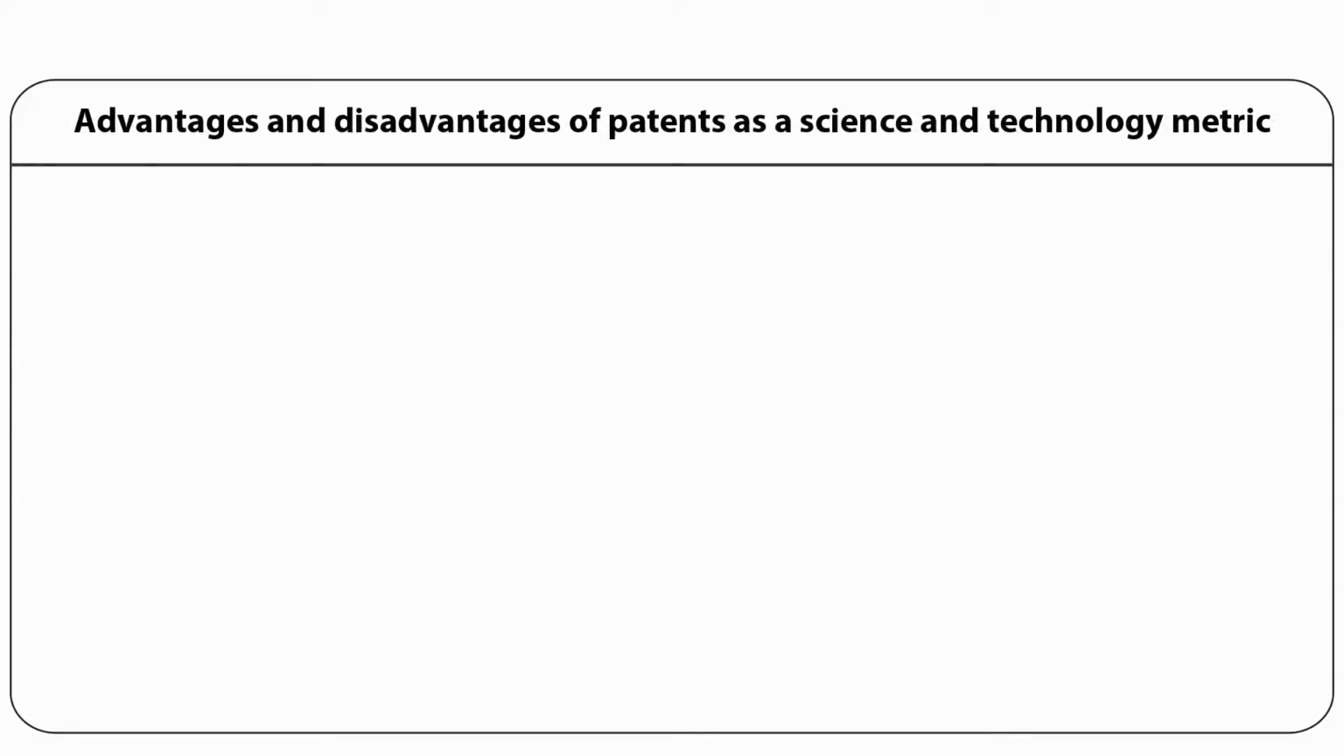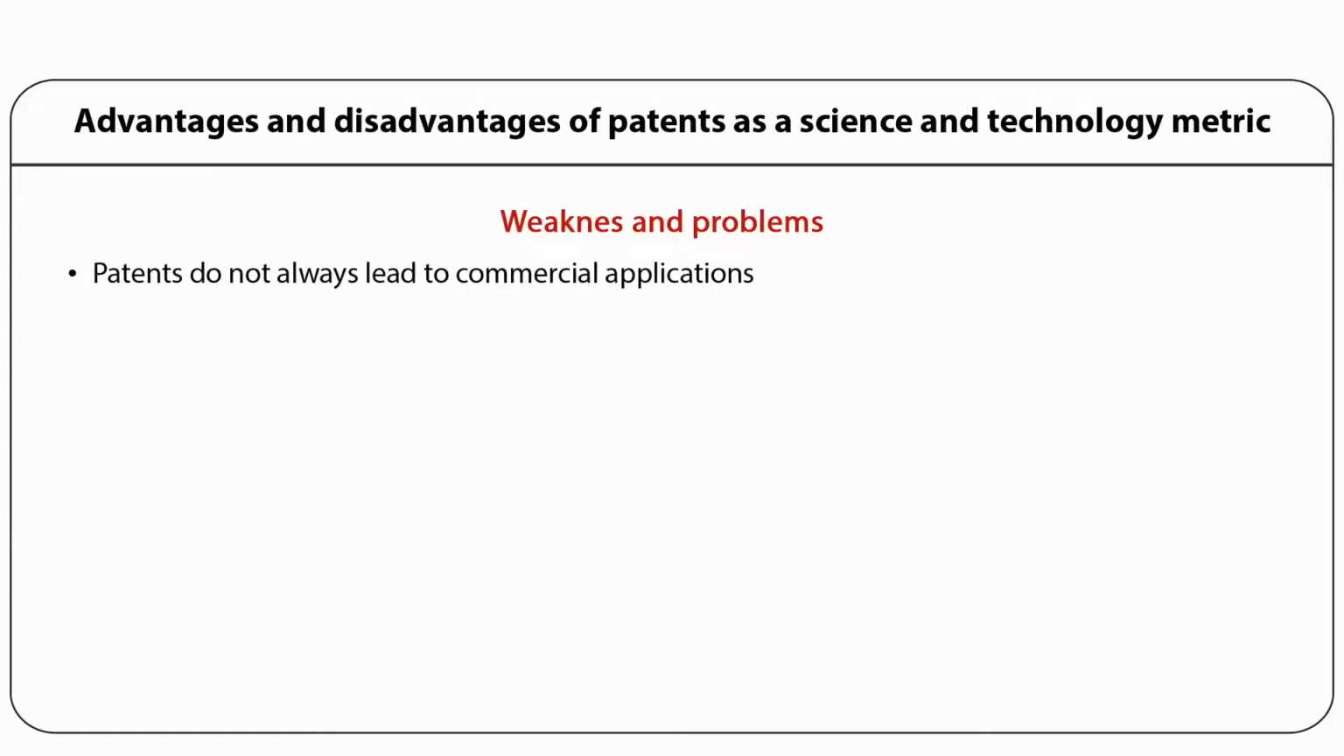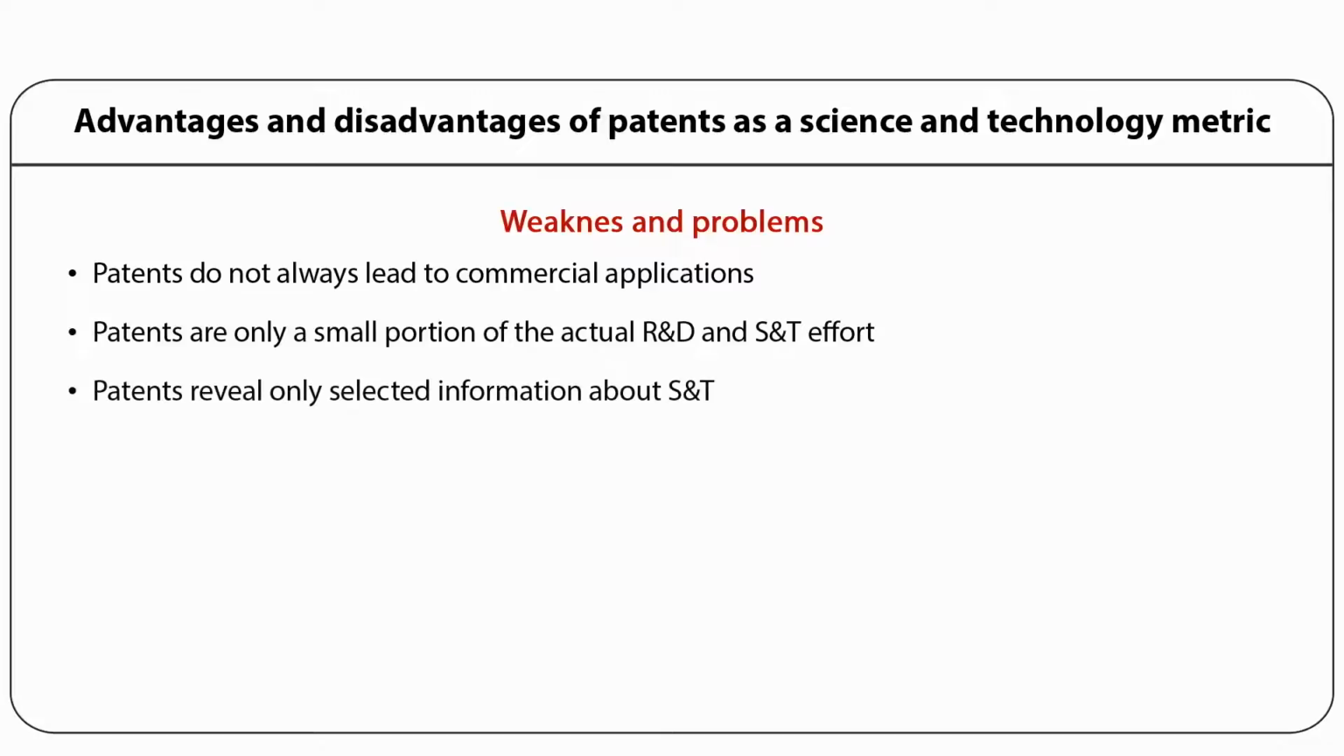Like every other indicator, patent also has weaknesses and problems. Patents do not always lead to commercial applications. Patents are only a small portion of the actual R&D and S&T efforts. Patents reveal only selected information about S&T. Economic value of patent is highly skewed in some areas, as we had highlighted, and also later on concluded that pharmaceuticals and ICTs are areas where patents stand out as one of the most important tools for protection.